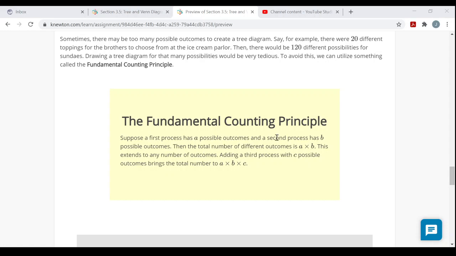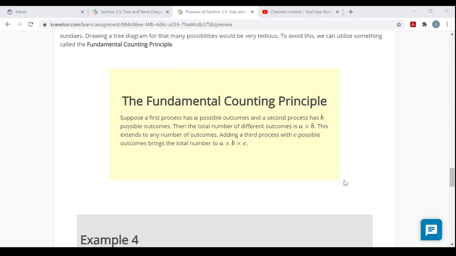Now notice, this is important. The fundamental counting principle. Suppose a first process has A possible outcomes, and a second process has B possible outcomes. Then the total number of different outcomes is going to be A times B. This extends to any number of outcomes, right? Adding a third process with C possible outcomes brings the total to A times B times C, and then if there was a fourth process, A times B times C times D, etc.